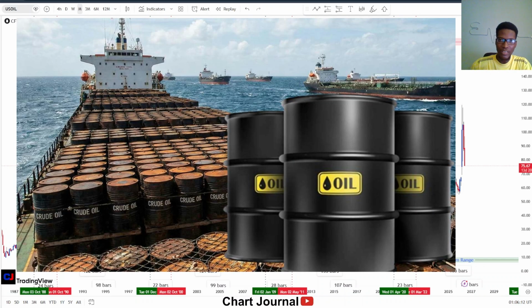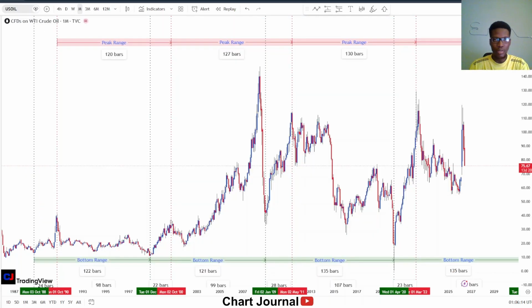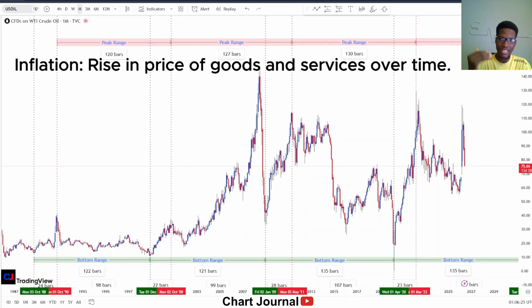Crude oil may not survive the next 5 years. Why is it important to look at the prices of crude oil? It is important to look at the prices of crude oil because it affects inflation. And inflation here is simply the rise in price of goods and services.